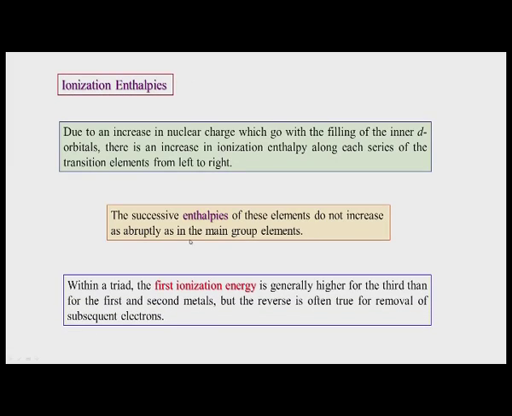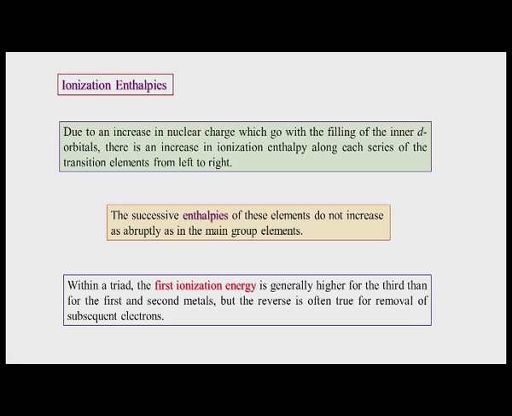That means, for the main group elements, the successive enthalpies of these elements do not increase as abruptly. So, the change is not so abrupt, that means one step to the other is not so abrupt as in the main group elements. That means, the main group elements which we call the s block elements or the p block elements, their change is more abrupt, but in case of transition metal ions, the change is not so abrupt in terms of the corresponding ionization enthalpies.